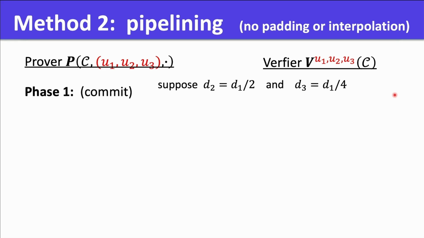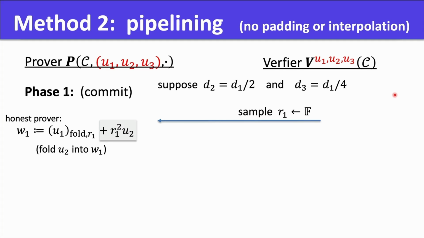Now what we're going to do is we're going to fold these polynomials into the steps of FRI itself. So remember, the commit phase of FRI starts by the verifier sending a random R1. What the honest prover will do now is it will fold U1 just as before, but in addition to combining U1 even and U1 odd, it will also fold U2 into this combination. So W1 really is a linear combination of both the folding of U1 and U2.